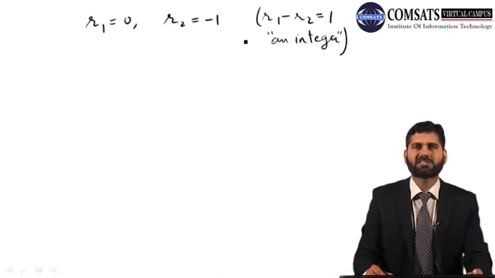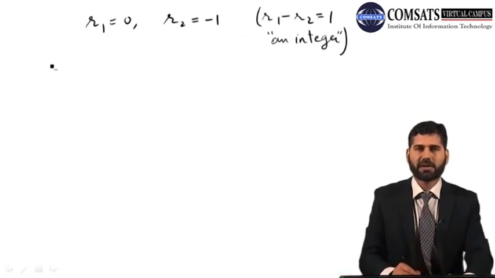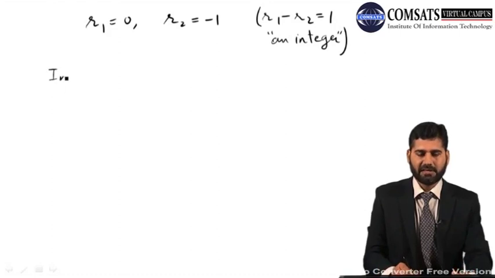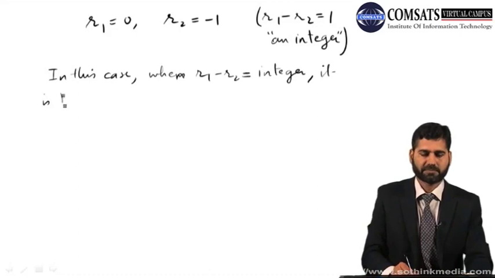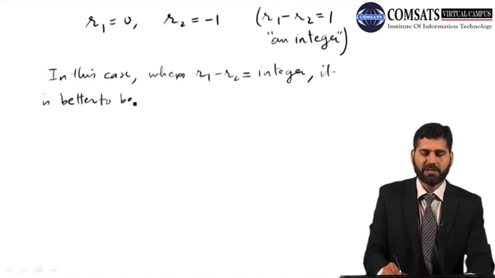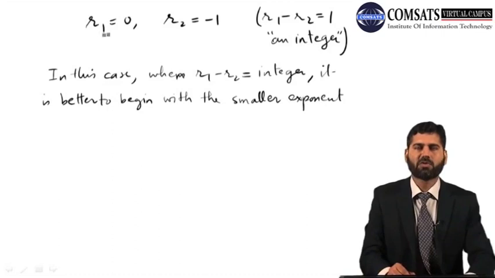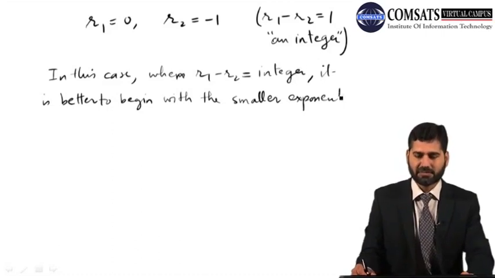But if they differ by an integer, the second solution is not guaranteed. Let's see what happens. Because R1 and R2 differ by an integer, we cannot guarantee right now whether there will be a second solution or not. But in this case, when R1 minus R2 is an integer, it is better to begin with the smaller exponent, smaller root, right? Smaller root of R1 and R2. Basically R1, R2 are exponents, so we can call it that. So in this case it is better to start with the smaller exponent.